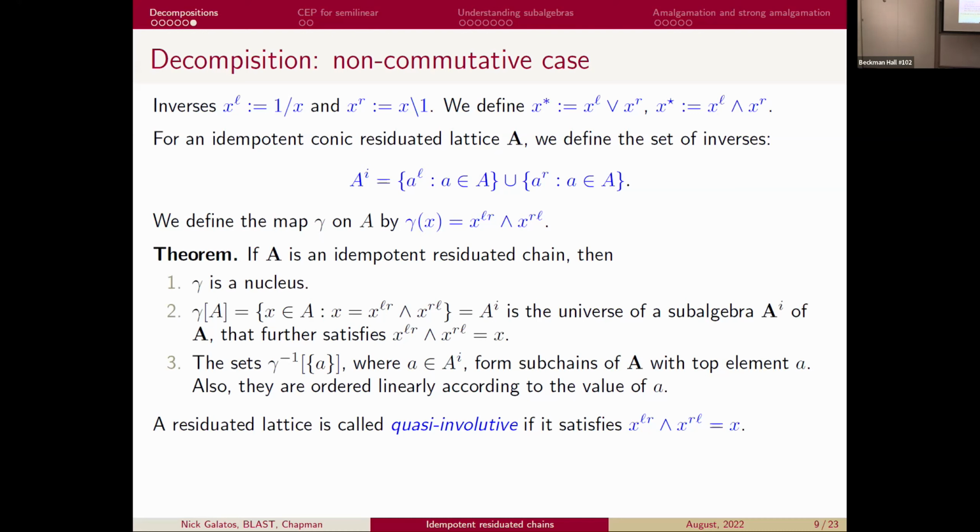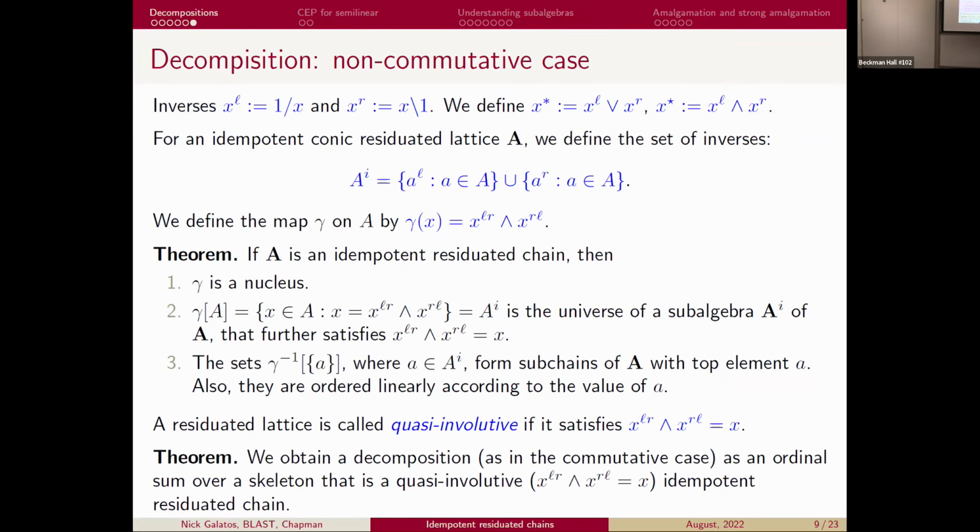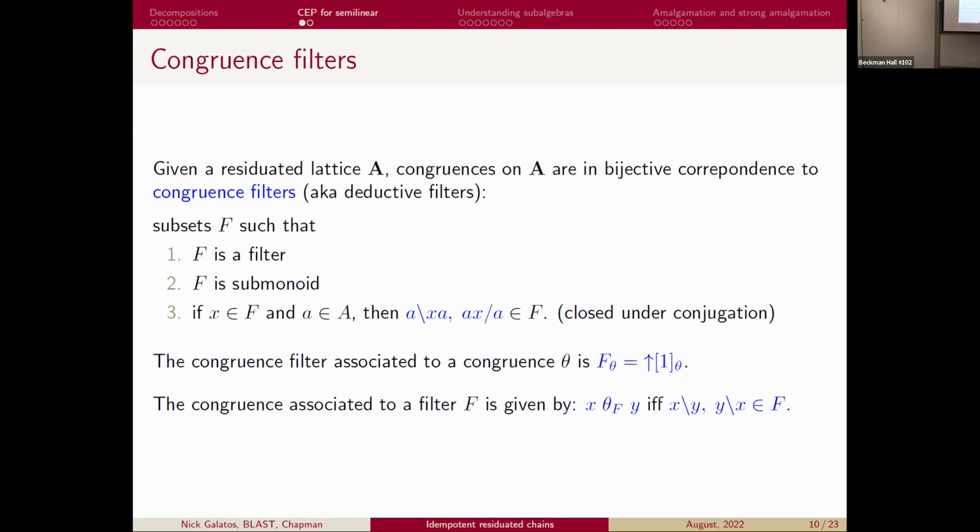To prove this result, that it is a nucleus, especially in the conic case, takes quite a bit of work, but the answer is very pleasing. And then the skeletal ones are the ones that have a nucleus that fixes them. So you get this identity for those elements that we call quasi-involutive, because you don't have that RL gives you the identity, but the meet of the two gives you that. So that's quasi-involutivity. The skeletal objects in the non-commutative case are the quasi-involutive ones. So yeah, that's the decomposition. So this is enough for my first application here, to talk about the congruence extension property.